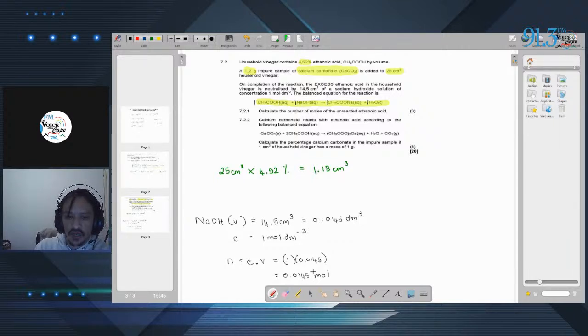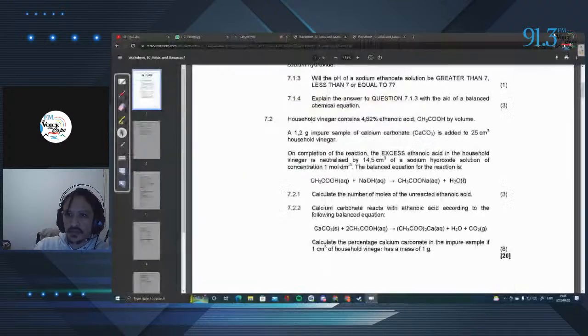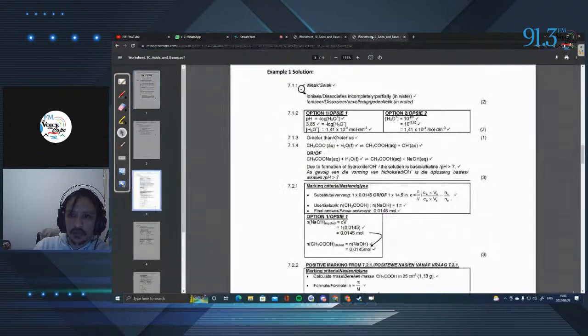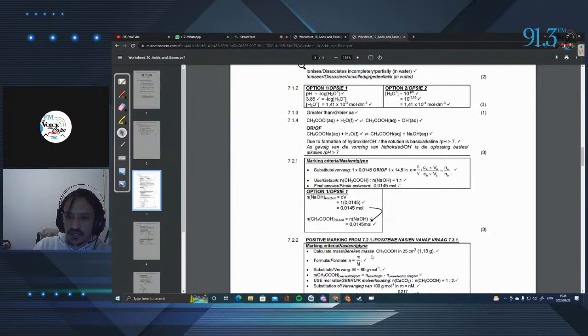So that means we also have 0.0145 mole of acetic acid that reacted with this. Right? And this would be our answer. And we can check the memo. Let's see here. And there we go. 0.0145 mole. And because the ratio is 1:1, guess what? We can go ahead and put that in there as well. As easy as that. Okay.